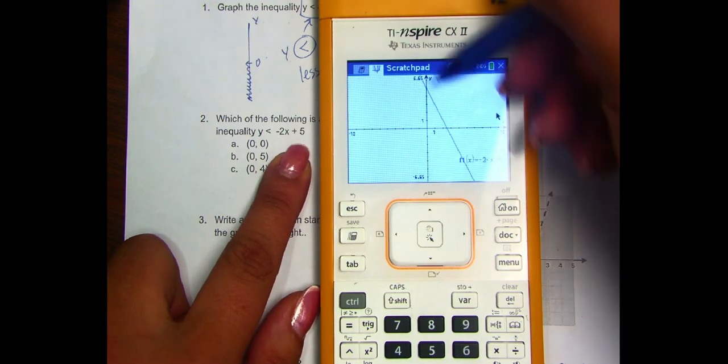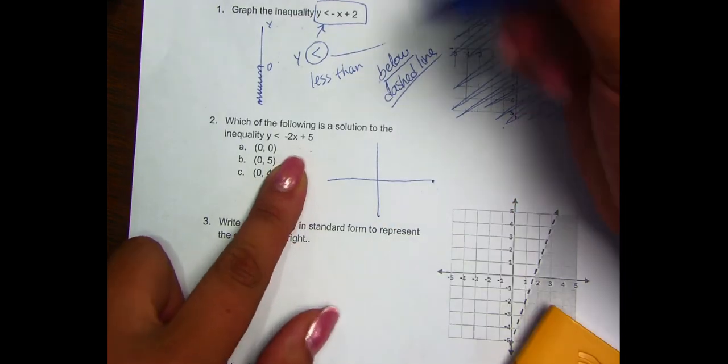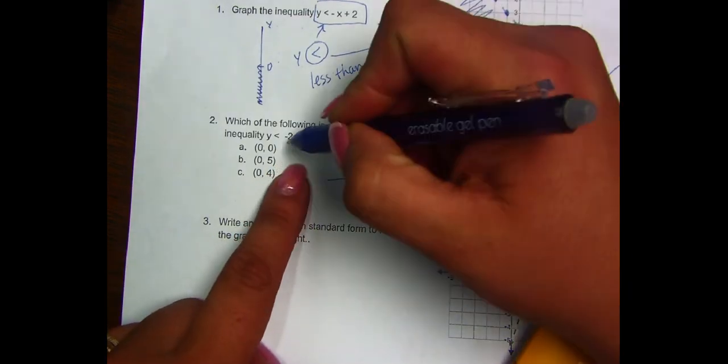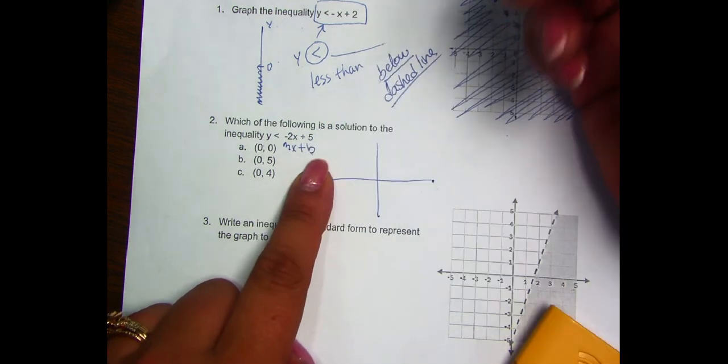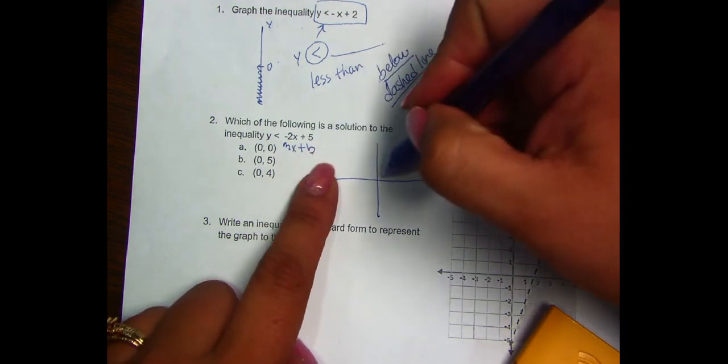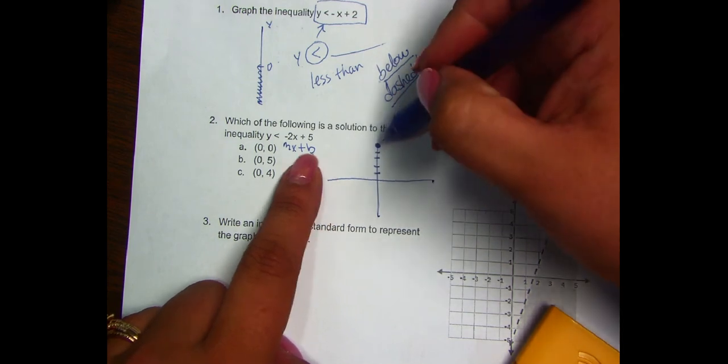And again, this gives you an idea of what the graph looks like. But again, this is a sketch. So to be exact, you can graph this by hand. Remember that it's mx plus b. B is your y-intercept. That means that this line is going to touch at 5. 1, 2, 3, 4, 5. The line is going to touch at 5.